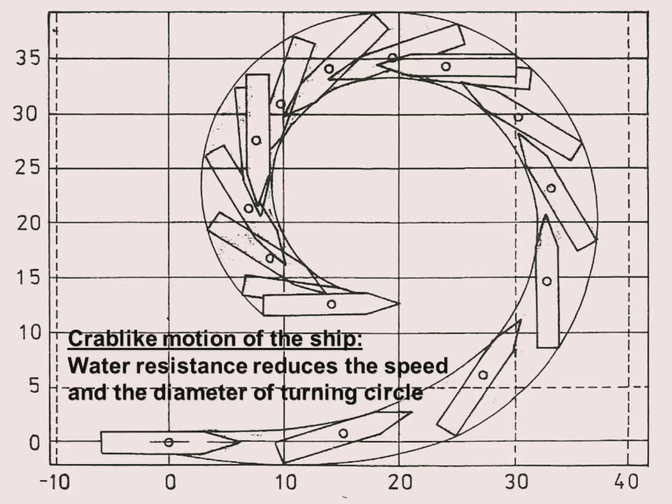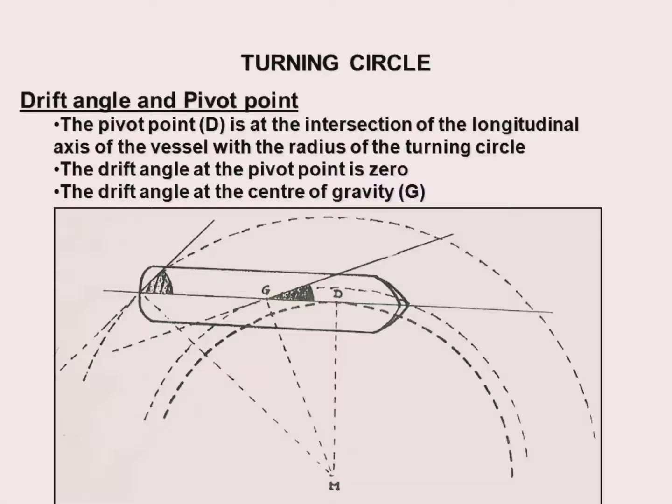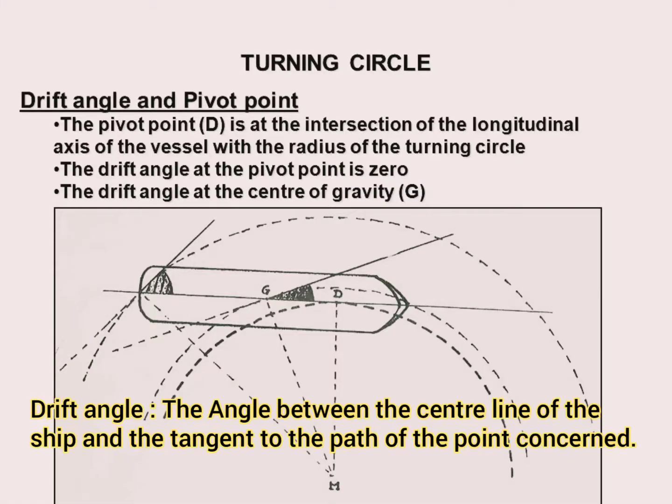It is interesting to know that the motion of the ship is like a crab. While the forward part of the ship tries to go inside of the circle, the stern part of the vessel tends to go outside of the circle, thus creating a term called drift angle. Drift angle is the angle between the center line of the ship and the tangent to the path of the point concerned. Usually, when defining the drift angle, it's always about the midship point of the ship, also called the center of gravity of the ship, the point which is used to trace the turning circle of the ship.